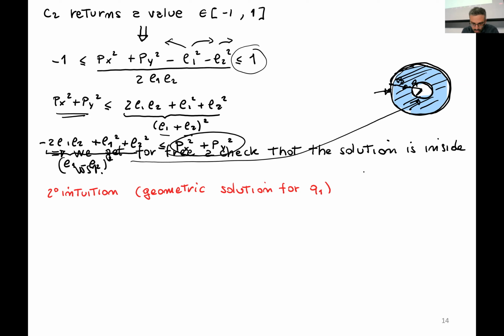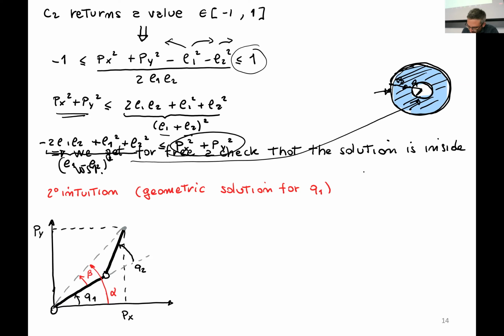Then what we do for Q1, we can again have another intuition, again geometric, and we can see Q1 as the difference between an angle like alpha and an angle beta.